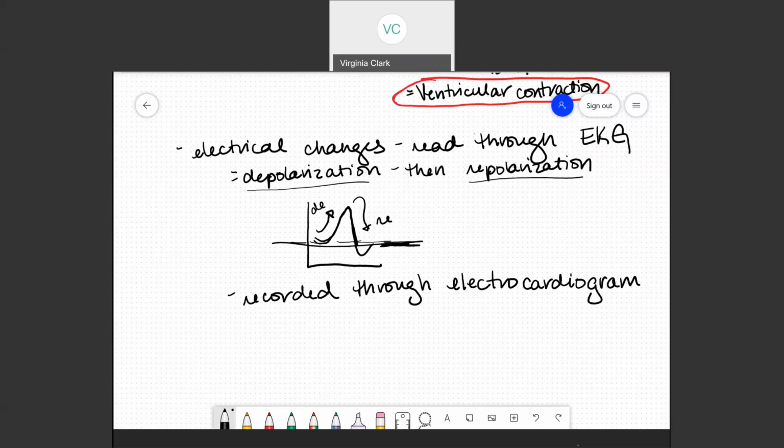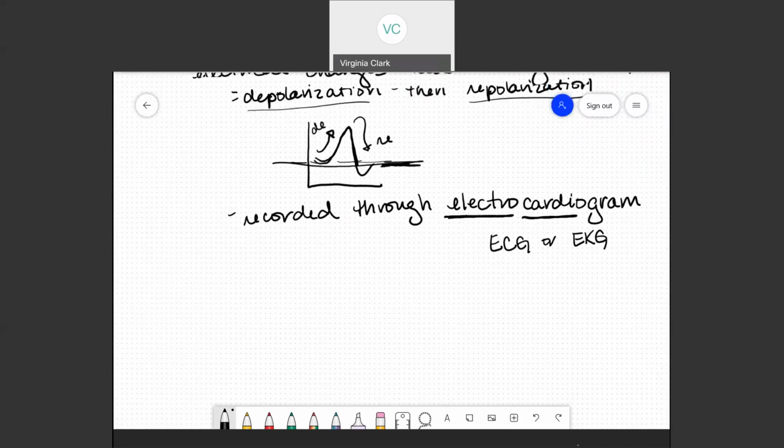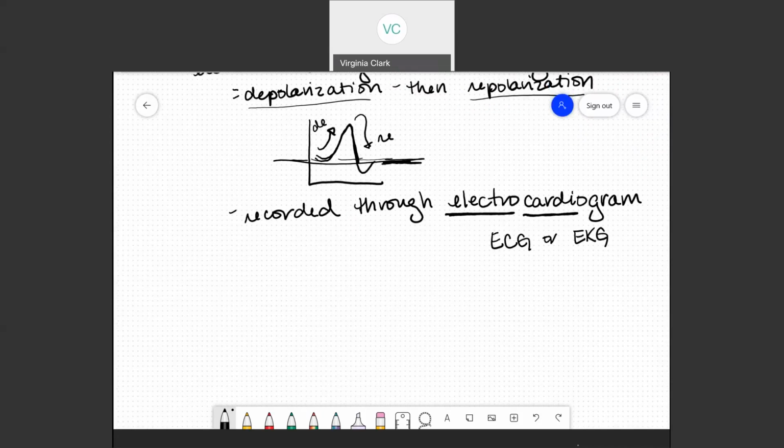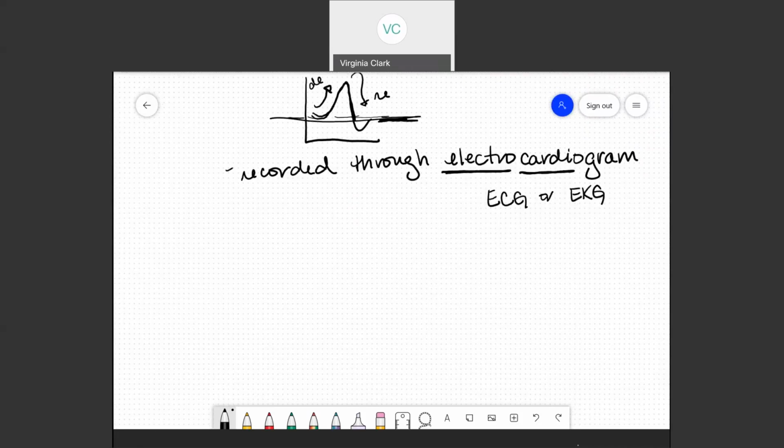Electro, because we're doing electrical signals. Cardio, because we are doing the heart. So you'll see this as both an ECG or an EKG. They are actually kind of synonymous. Either one is kind of correct, but electrocardiogram is technically what it is called, but ECG or EKG is used interchangeably. So, how to read a generic EKG.